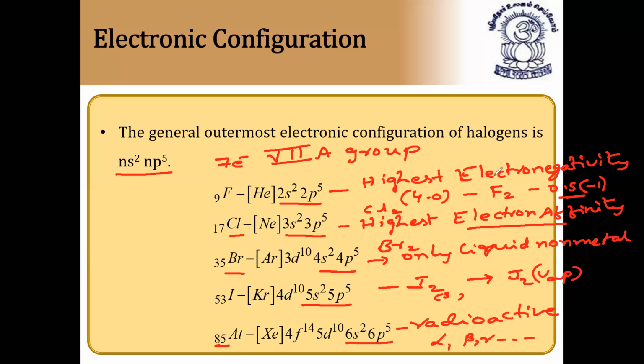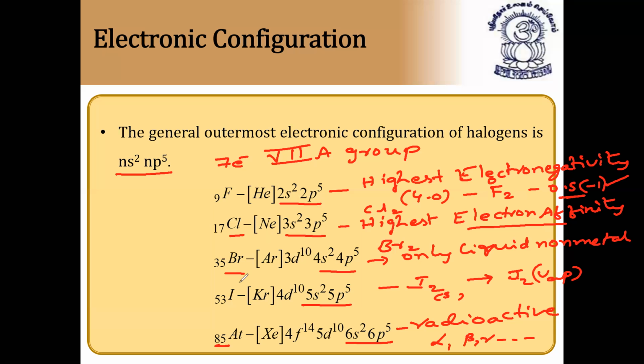The highest electronegativity element in the periodic table is fluorine. That's why it's always negative. The oxidation state of fluorine is only -1. In any compound, it exhibits -1. In the free state, it is 0. Already you know that. Next, the element with the highest electron affinity, the most electron gain enthalpy in the periodic table, is chlorine, and bromine is the liquid nonmetal.